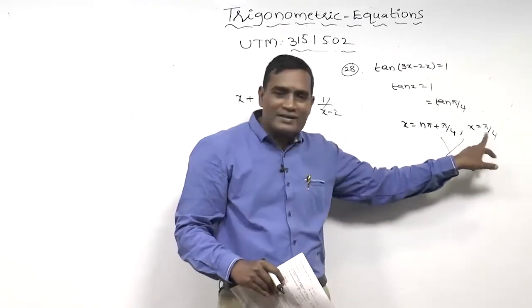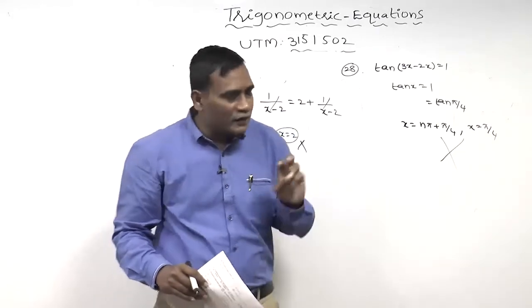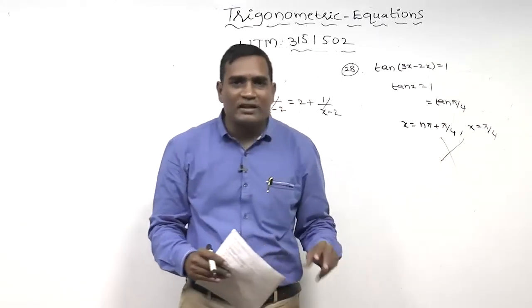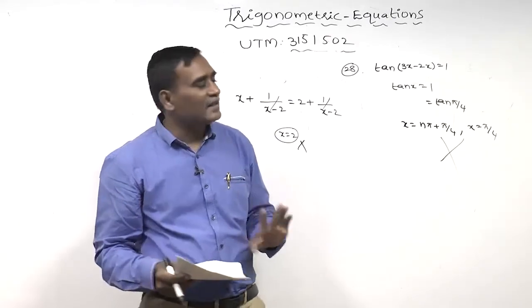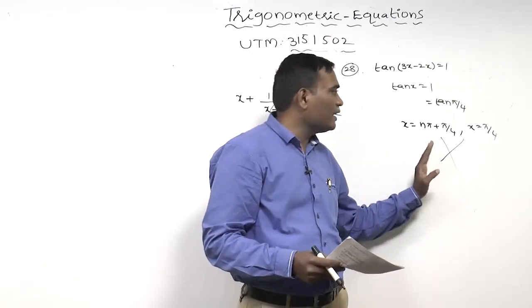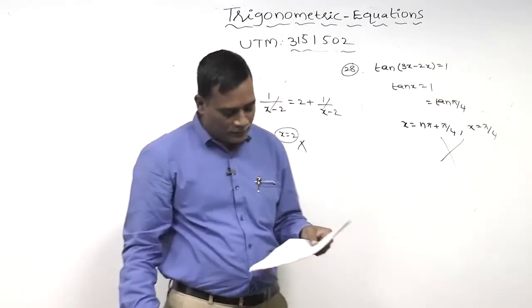Like that, here also I got x is equal to pi by 4, but if you substitute x is equal to pi by 4 in the question, it is not defined. That's why the answer is no solution, which is the correct answer. This type of question is very, very important in competitive exams. Okay.